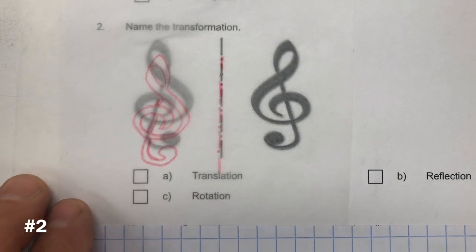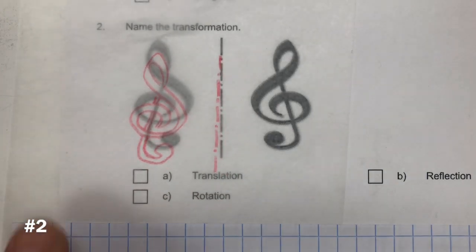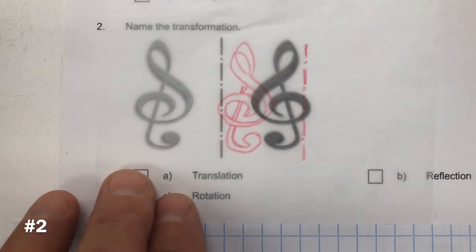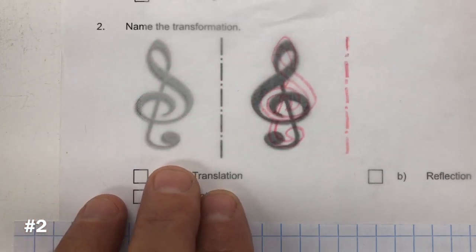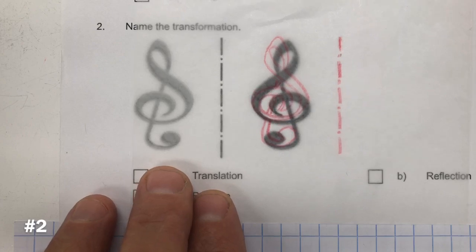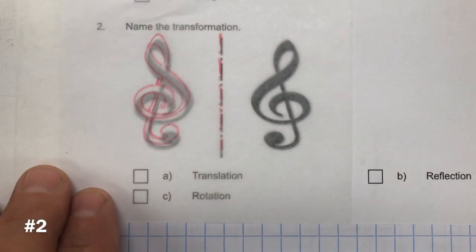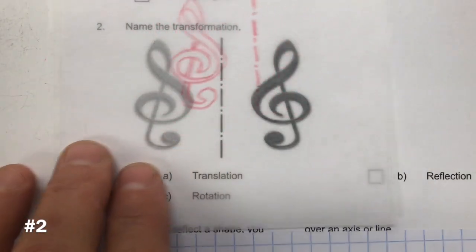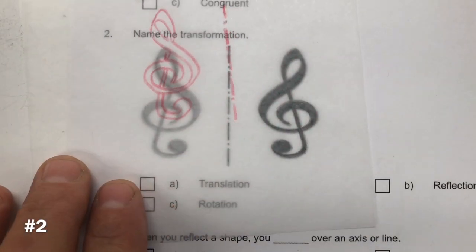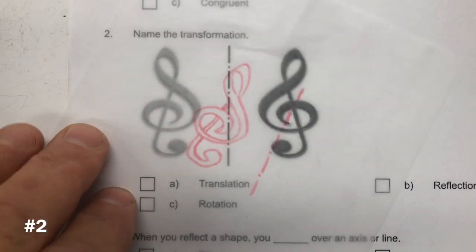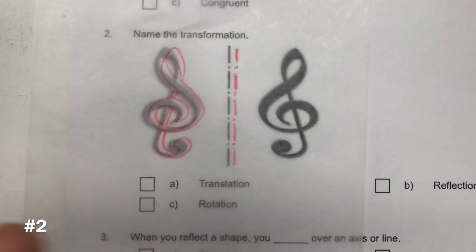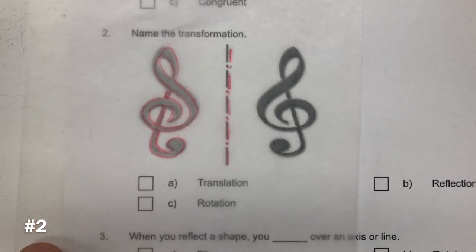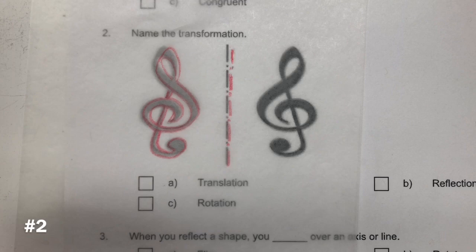A translation is a slide. I'm sliding it on the paper here. And if I slide it over, it doesn't match up. So a translation can slide anywhere on the paper: up, down, sideways, diagonally. It doesn't matter. You just can't rotate it, and you can't make it larger or smaller. So this is not a translation.